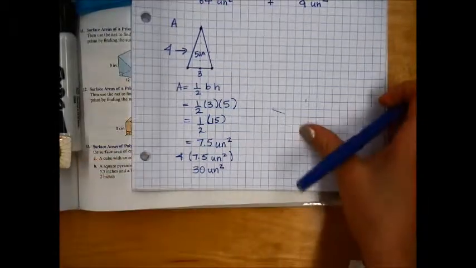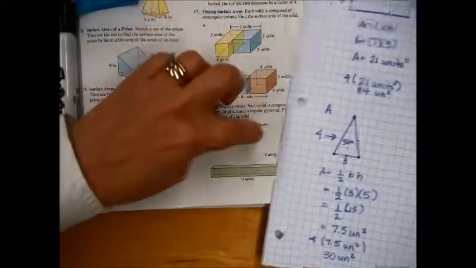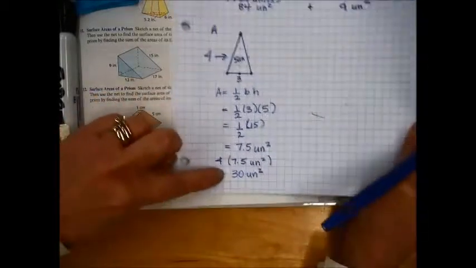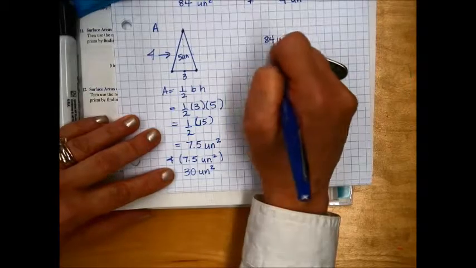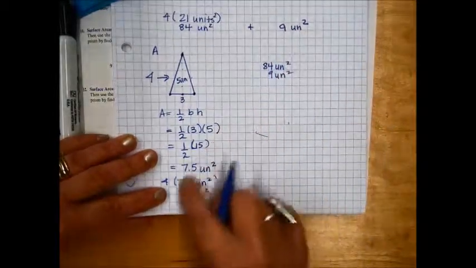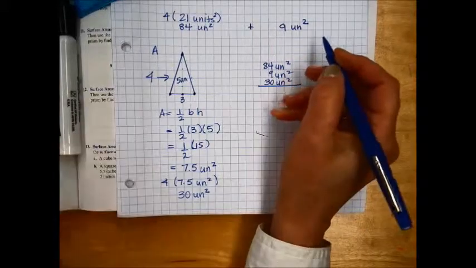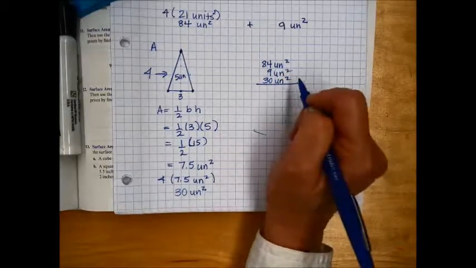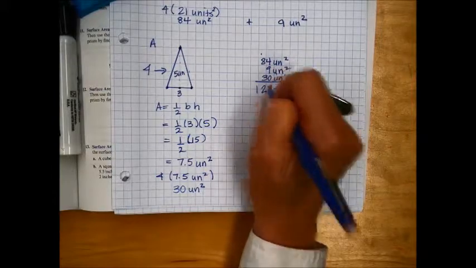Alright, so let's check, make sure we've got everything. We've got our 4 faces, we've got our base, and we've got our 4 faces of our pyramid. And so we're going to add those up. The 84 units squared, the 9 units squared, and the 30 units squared. And what did you get? That's right, that sounds right, because that's 13 carry 1, 9, 10, 11. Is that what y'all got?